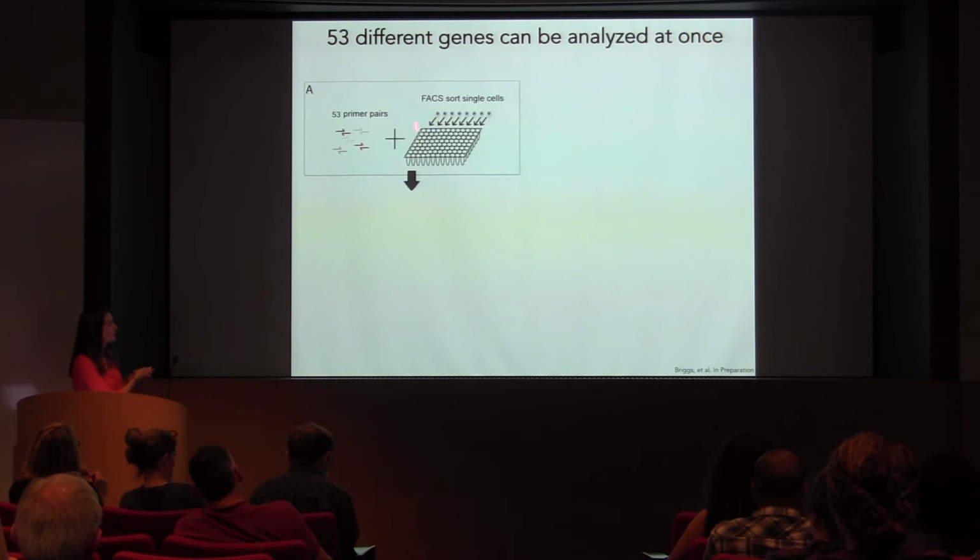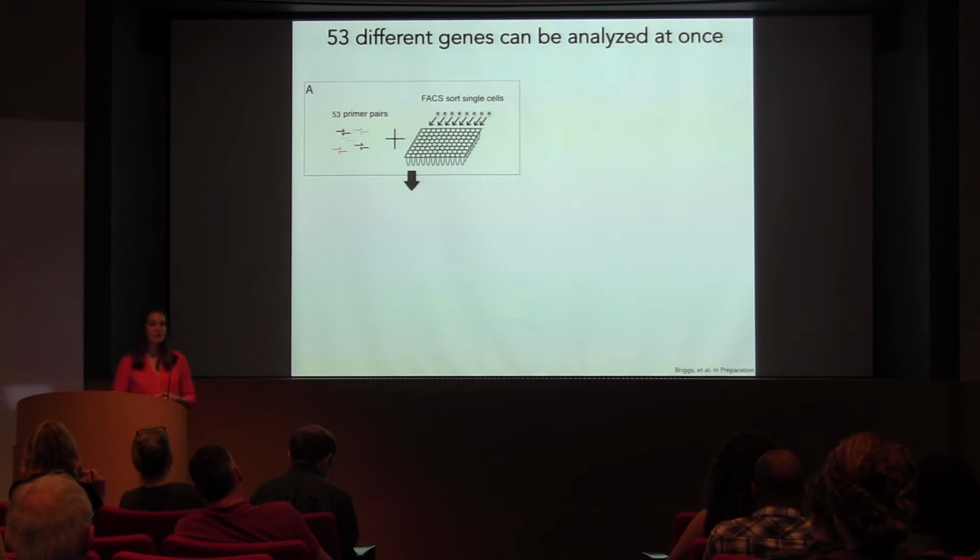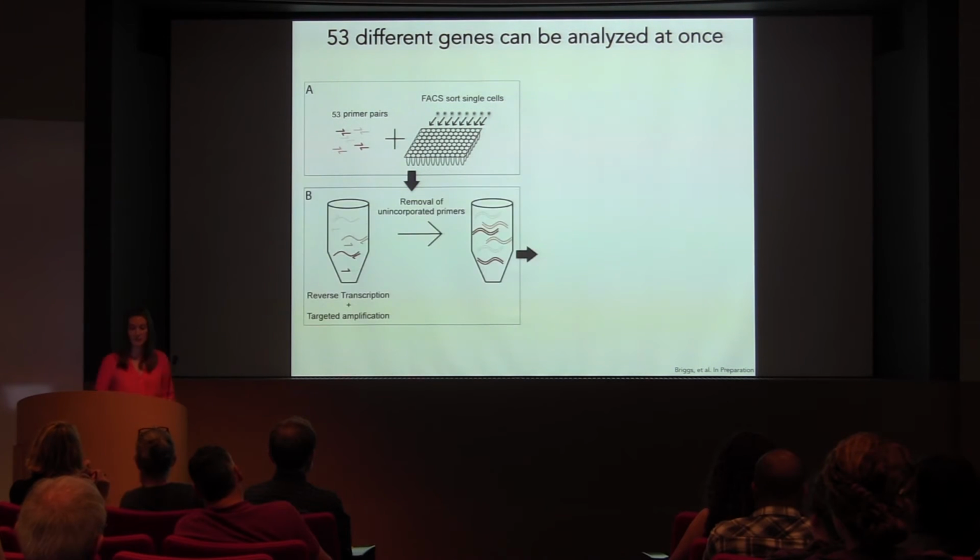So we start out by fact sorting single cells into a single tube, and we add primer pairs for all of the 53 genes we're interested in. Now it's important to note that you have to know what genes you're interested in beforehand, because you have to design primers that are specific to those genes.